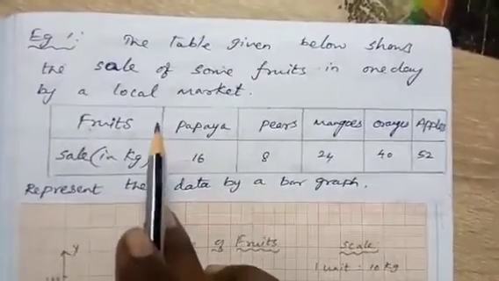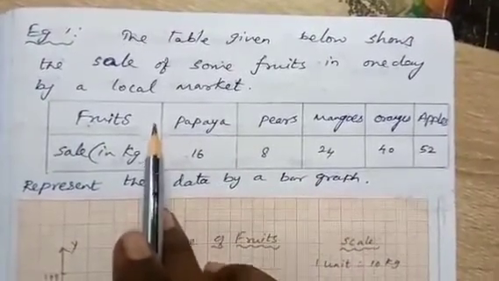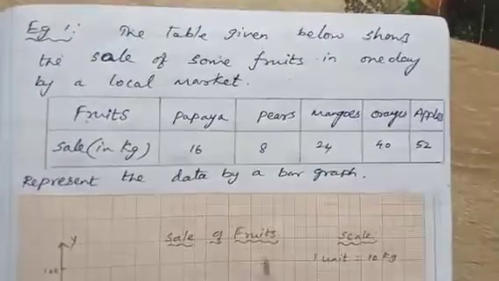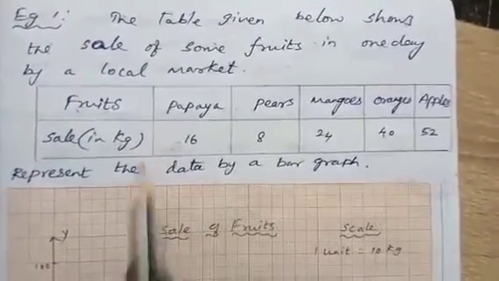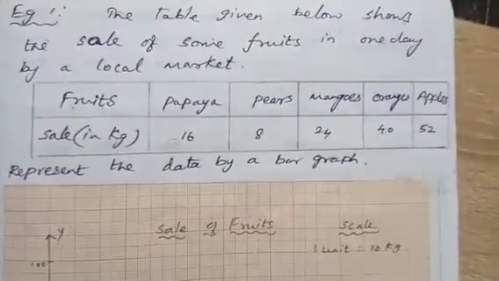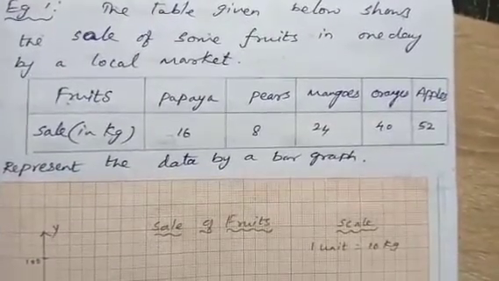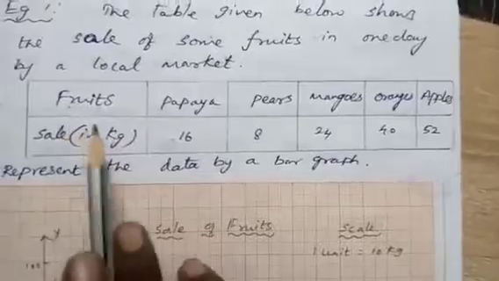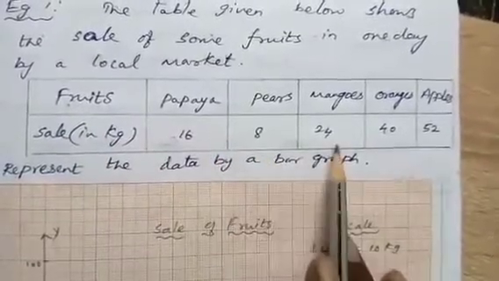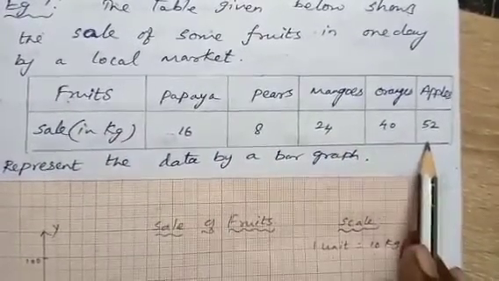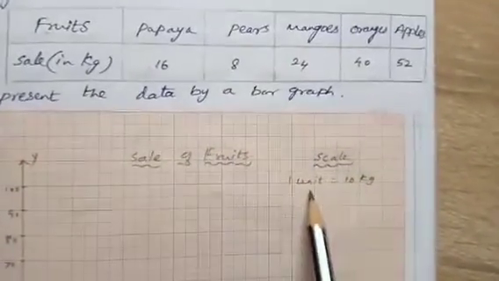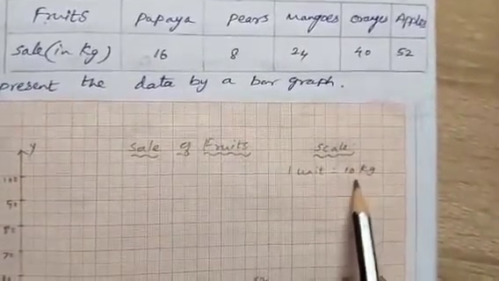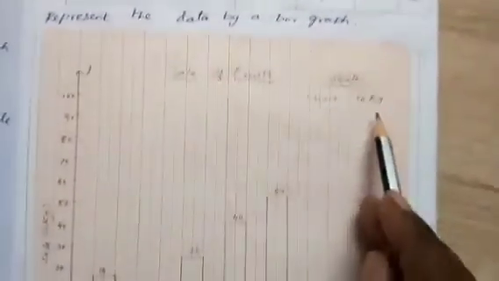Here, take the fruits along the x-axis and the sale in kilogram along the y-axis. Construct the bars of the same width with the same distance between them. The sale in kilogram is 16, 8, 24, 40, 52. Take the scale on the vertical line: 1 unit is equal to 10 kilogram.